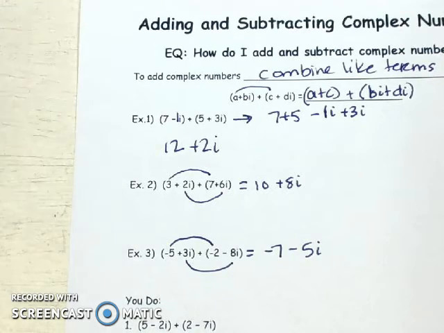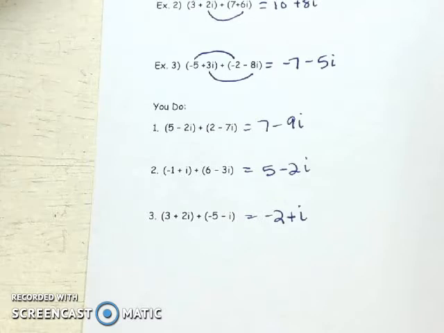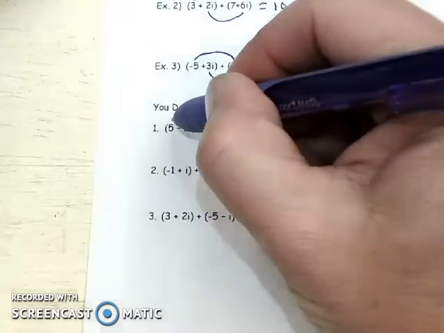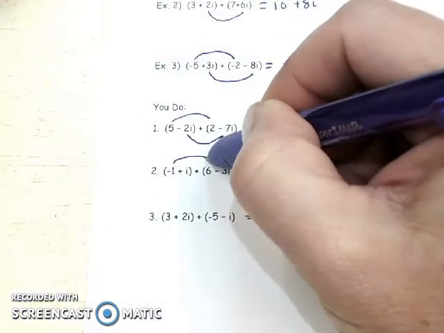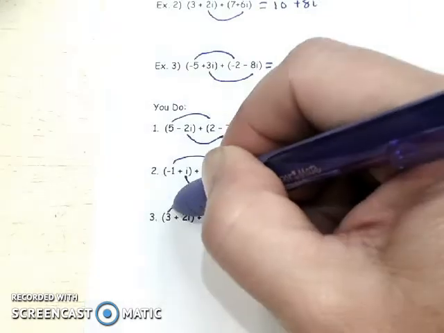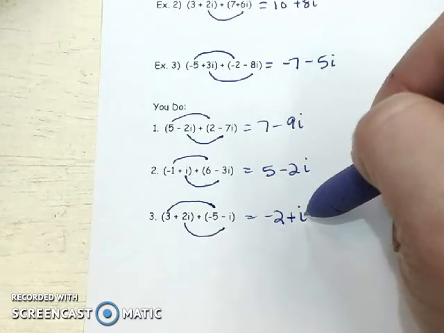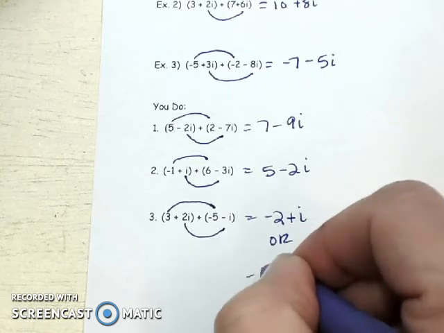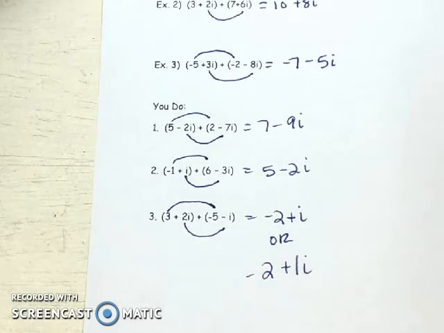So pause the video, do the next 3, and check them. So that's what I got. 5 plus 2 is 7. Negative 2 and negative 7 is negative 9. Negative 1 and 6 is 5. 1 minus 3 is negative 2. 3 minus 5 is negative 2. 2 minus 1 is 1. You can put the 1 if you want to, if it makes your little heart happy, because it makes life feel complete that you have a 1 in front of that i, then you go right ahead. But it's not necessary.